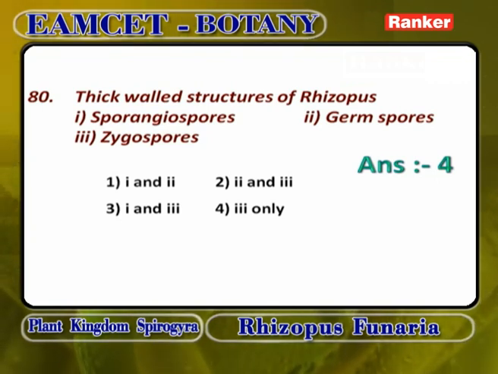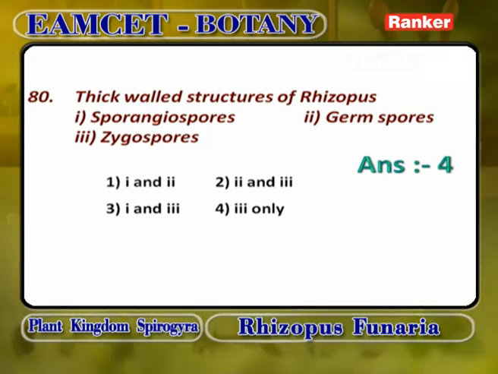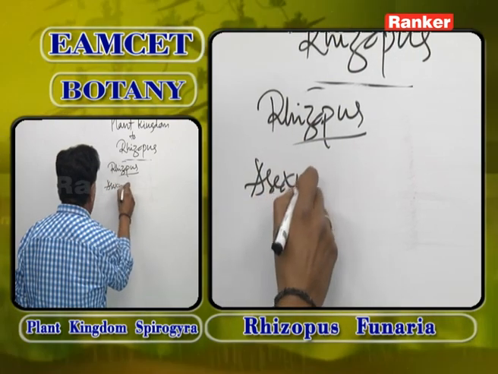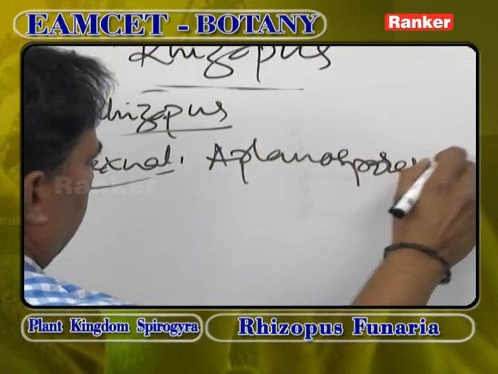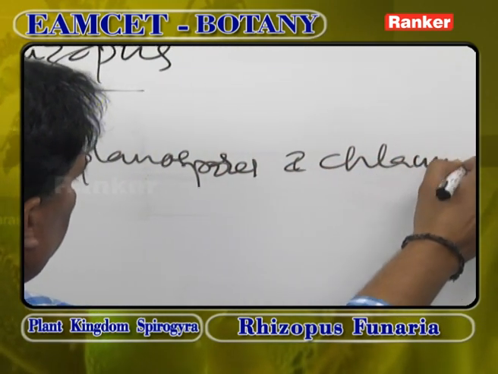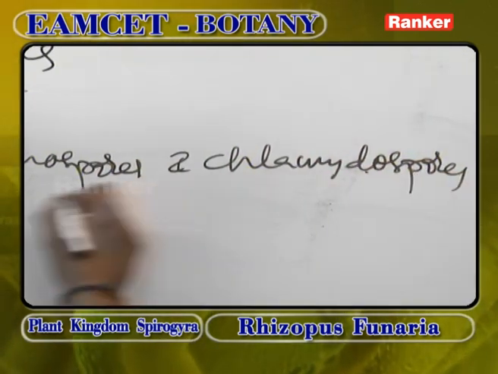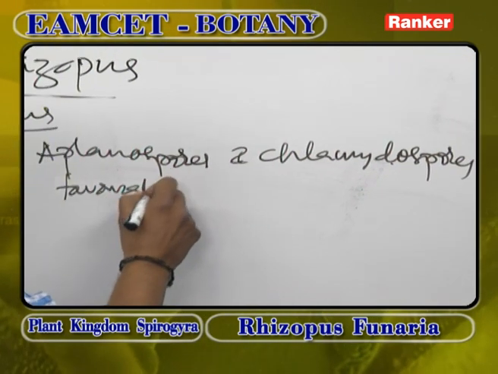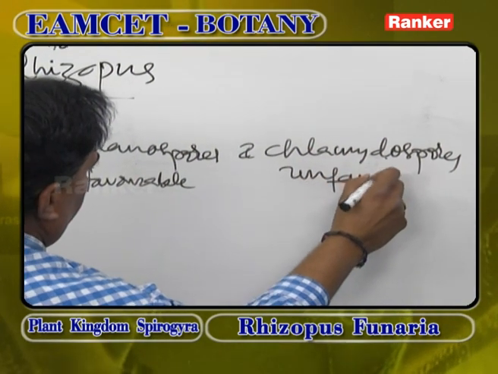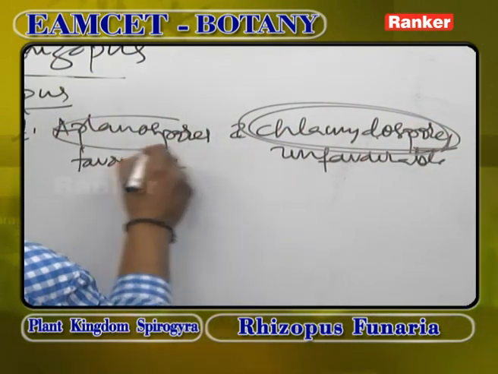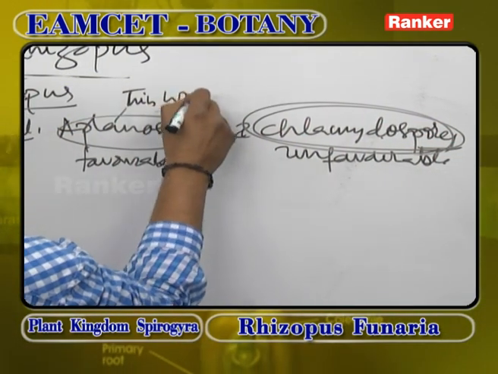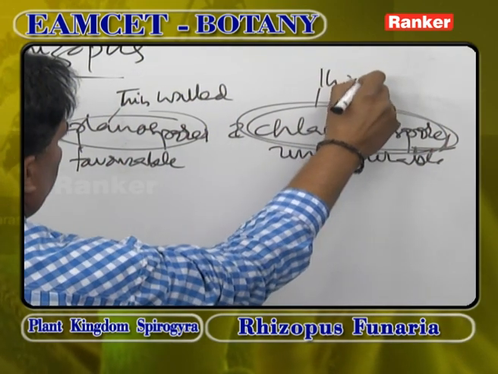Thick walled structures of Rhizopus. In Rhizopus, whenever asexual reproduction takes place, aplanospores are formed and chlamydospores are formed. Aplanospores are formed in favorable conditions. Chlamydospores are formed in unfavorable conditions. These are thick walled structures. These are thin walled structures. Thin walled, thick walled.